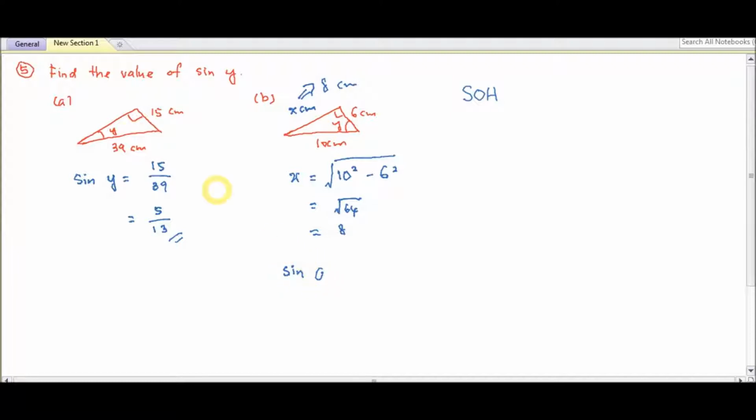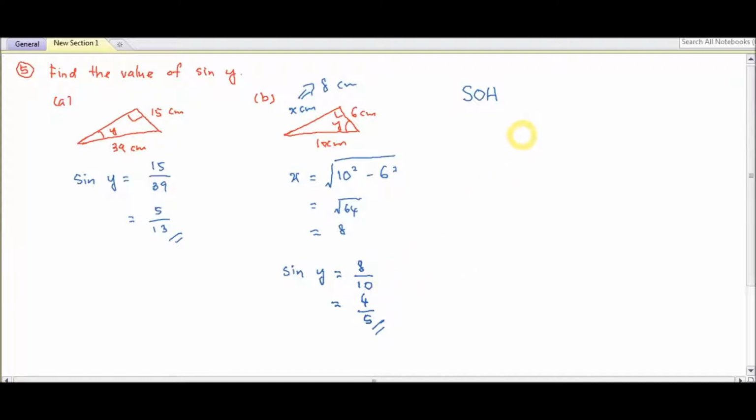Sine theta, sorry, sine y, SOH. Simplified, you have the answer now, 4 over 5.